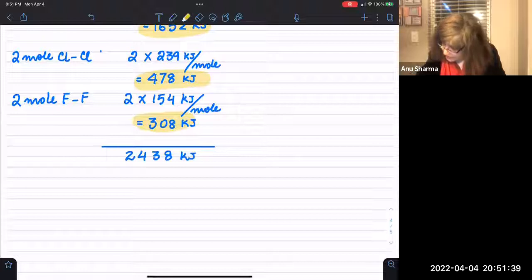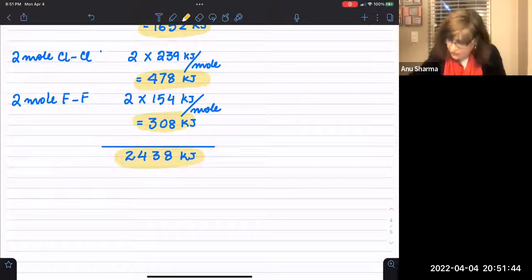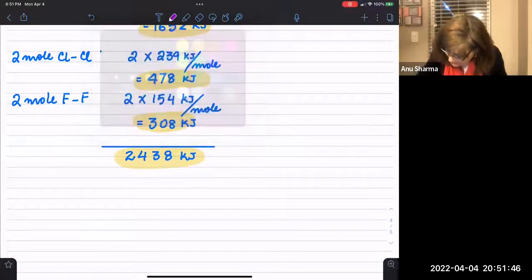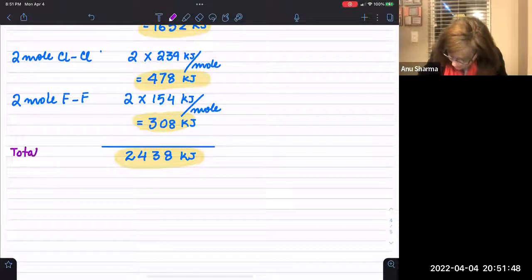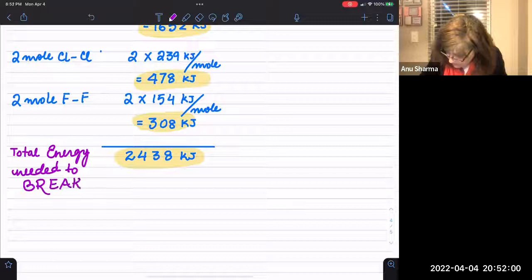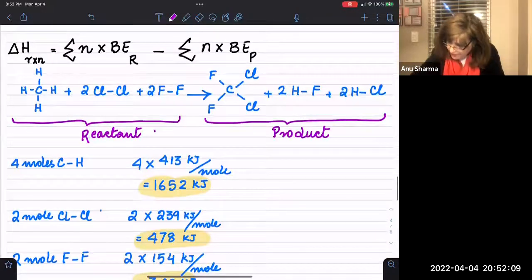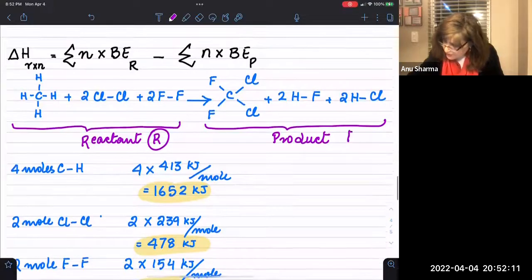kilojoules. So this is the value on the reactant side, the total energy needed to break the bonds on the reactant side. So reactants are R and products are P.